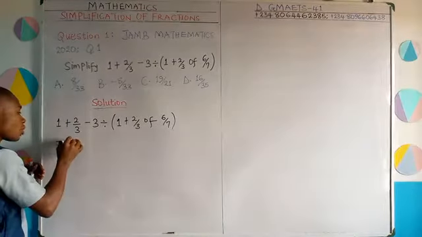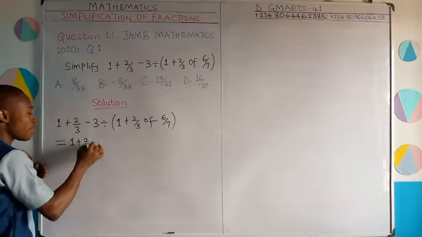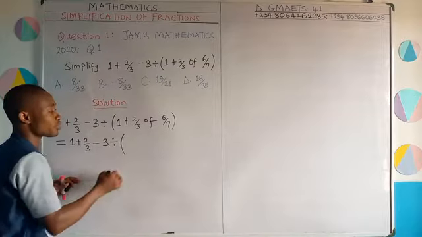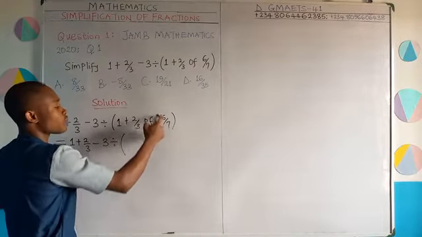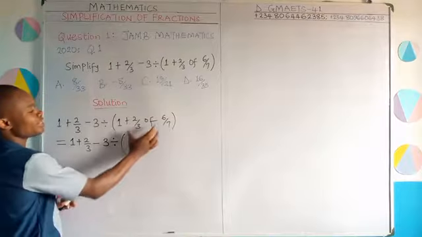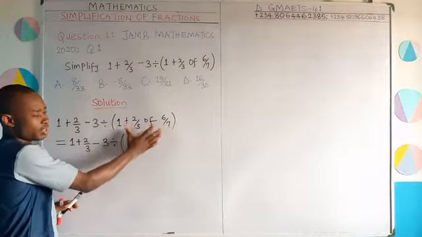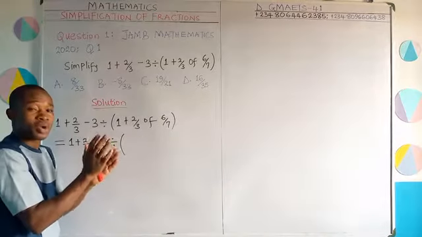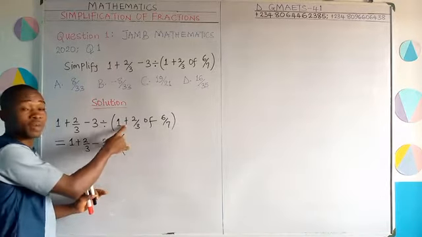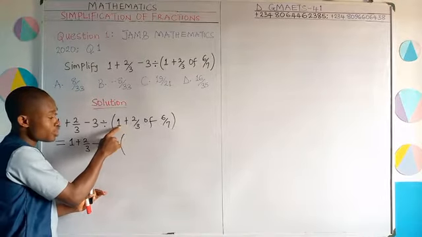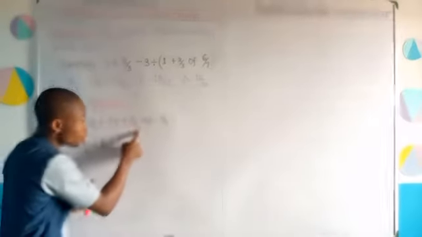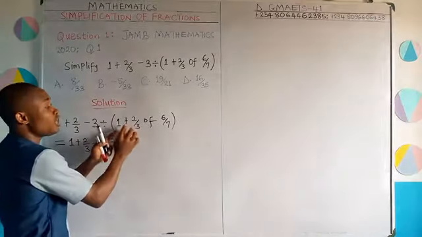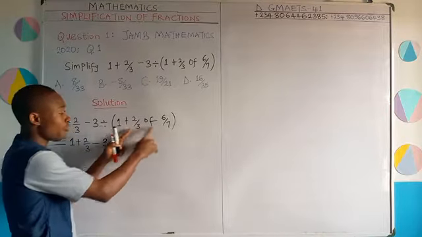So let us go. I'll bring down 1 plus 2 over 3, then minus 3 divided by, let's look at what we have in the brackets. This is 1 plus 2 over 3 of 6 over 7. Now in this bracket, just here, how many terms do we have? This is just like a house. So we have just 2 terms, because you have only 1 clause there. So this is 1 term. This whole term, 2 over 3 of 6 over 7, is another term, making it how many? 2. So we need to work out this part first before we add to this part.